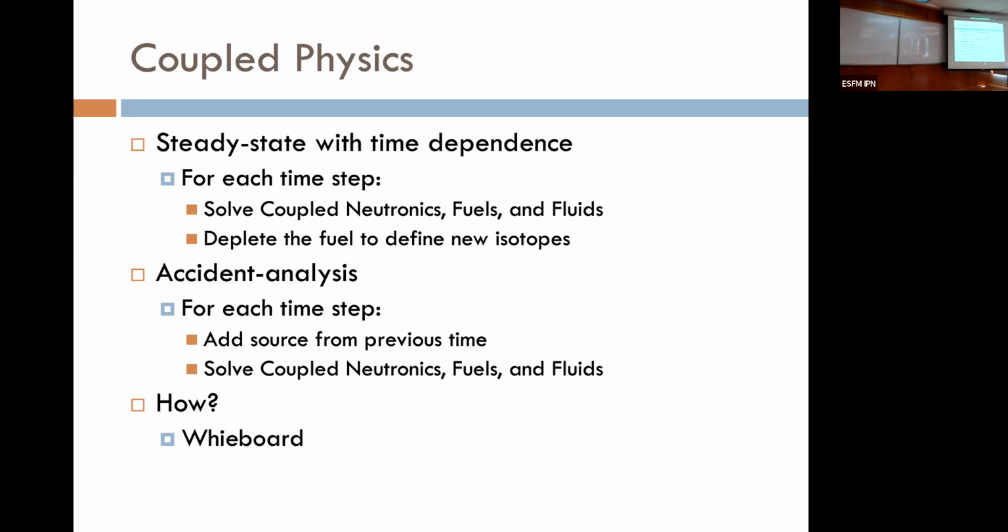So I said that we had 50,000 spatial cells. So in space, we have 50,000. In neutronics, we have two groups. In fuel temperature, we have 5 spatial regions. And in flow and thermal hydraulics, we have temperature, velocity, and density. And so we are looking at 3.